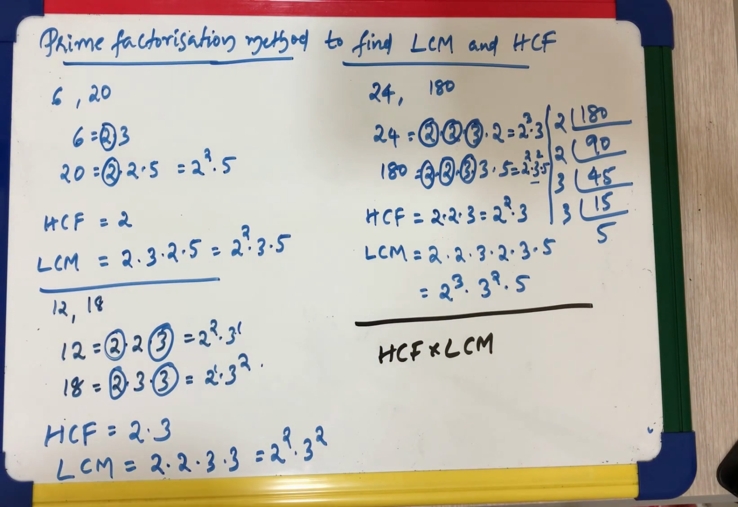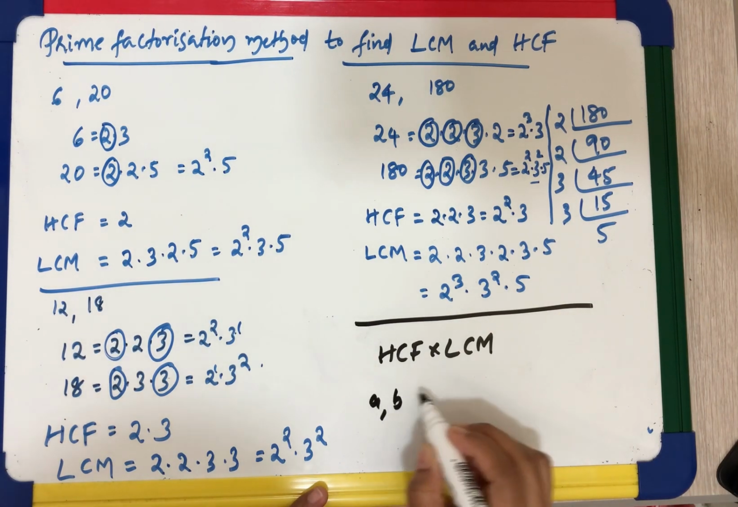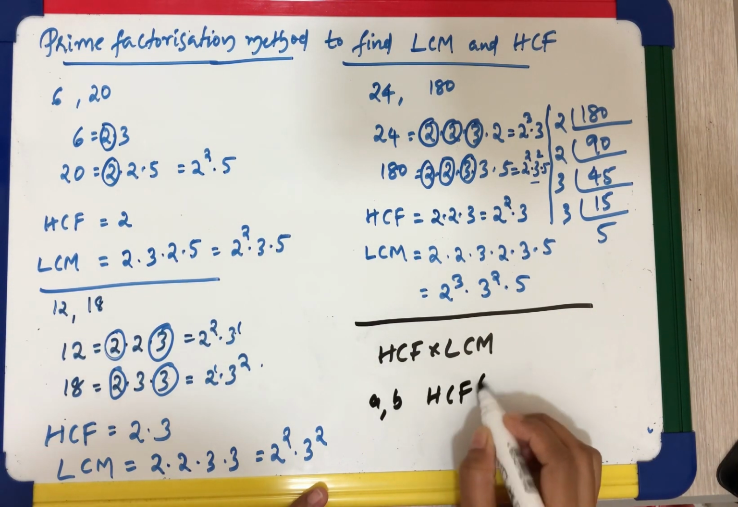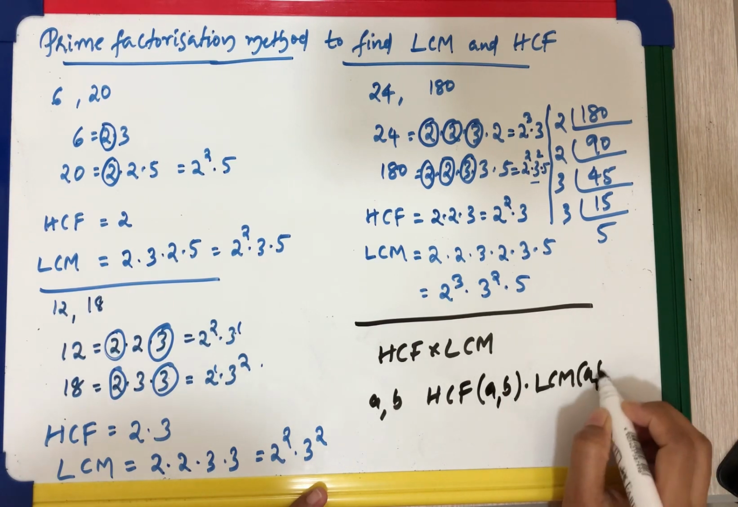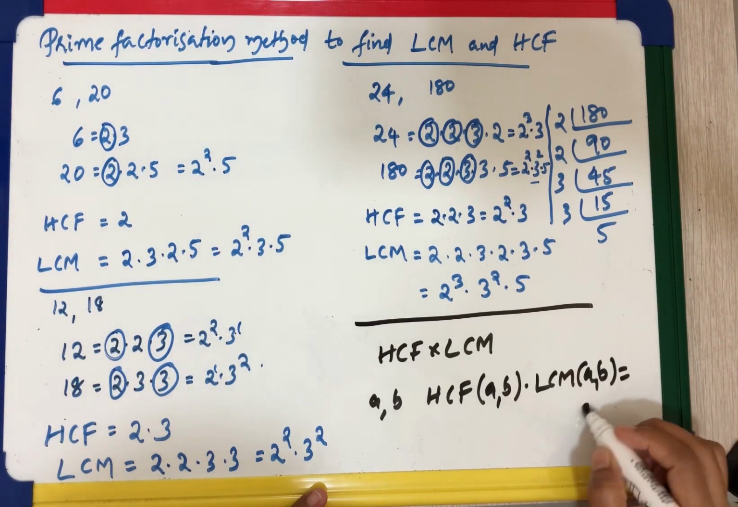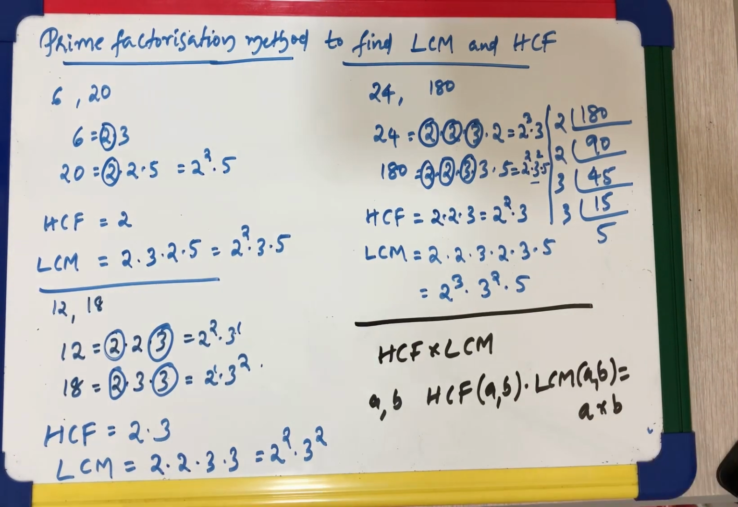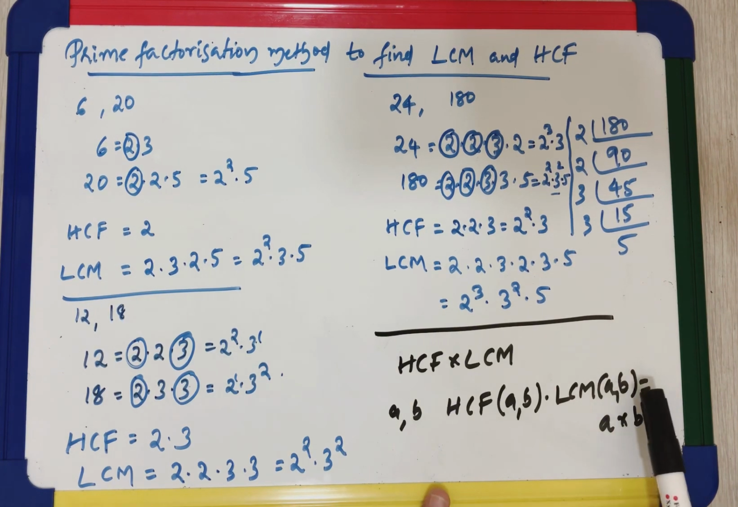In general, we can verify that for any two positive integers a and b, HCF of ab into LCM of ab is equal to a into b. We can use this result to find the LCM of two positive integers if we already found the HCF of the two positive integers. Then LCM of ab will be a into b divided by HCF of ab.